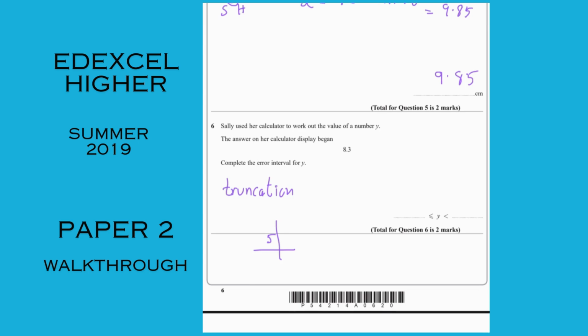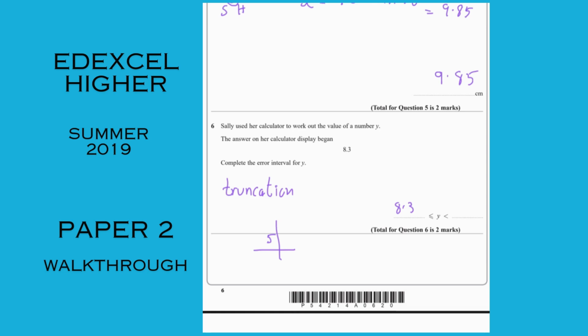That can never go down to a 4. So the smallest that 8.3 could have been is 8.30000, or just 8.3. Okay, we don't go down to 8.2s. It's not possible. The answer on her calculator display began.